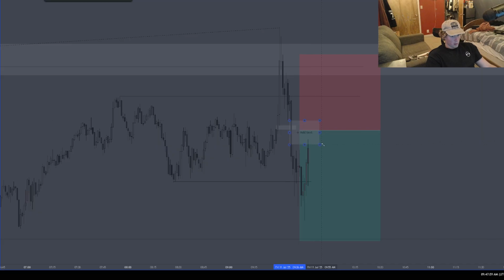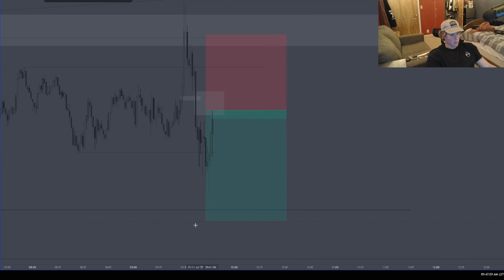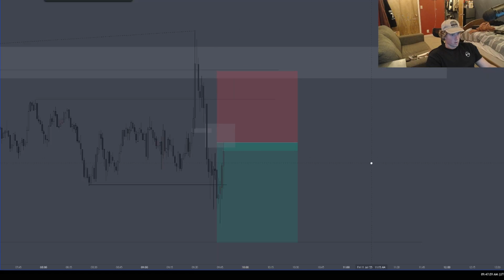This is the rare case that I would take a retracement trade. We'll keep it light risk. Sell 2. Break even right there.